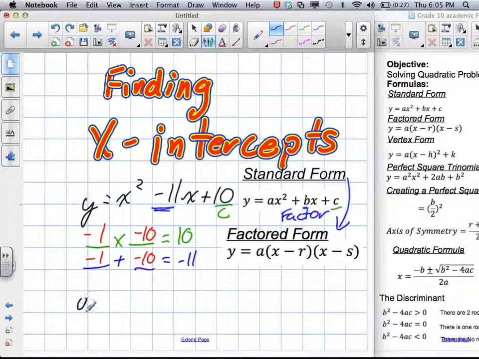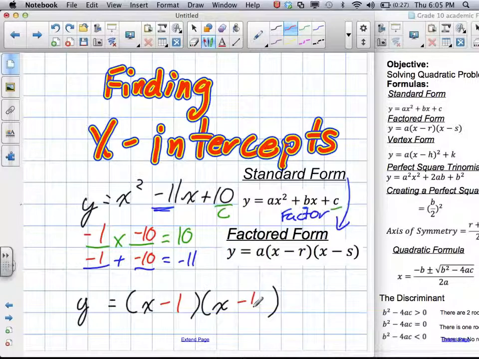So we take those numbers. Remember, we set two brackets, and x is the first term in each. And we take those two numbers, and we put them in the brackets. So negative 1 and negative 10. And now we're in factored form. So we've just changed into the factored form.